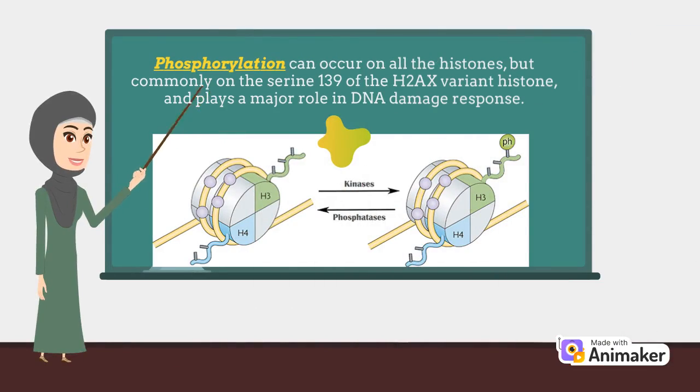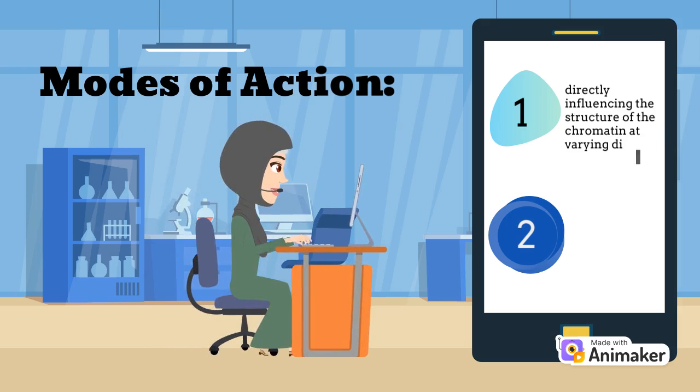Phosphorylation occurs with the help of protein kinase writers and phosphatase erasers and is thought to facilitate gene expression by reducing histone affinity for DNA, which allows for better transcription. There are two main modes of action looking at histone modifications. The first involves directly influencing the structure of the chromatin at varying distances, and the second involves positively or negatively regulating the binding of effector molecules.